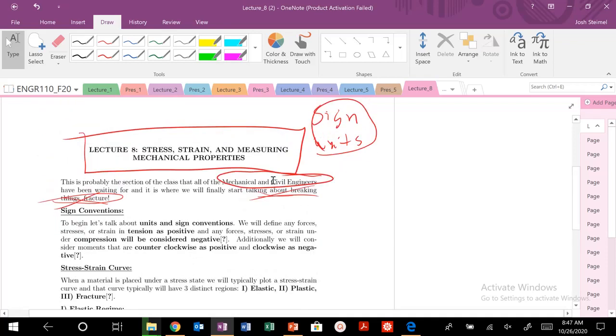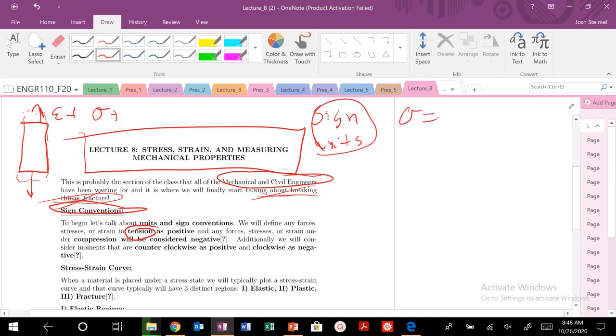So let's talk about sign conditions to begin with. If I have a material and I am extending it, I'm pulling it, uniaxial tension test, that material is going to change its dimensions. It's going to increase the dimensions. So when we're in tension, we are going to say that this strain is positive and then that stress is positive as well. We'll get into stress and strain.